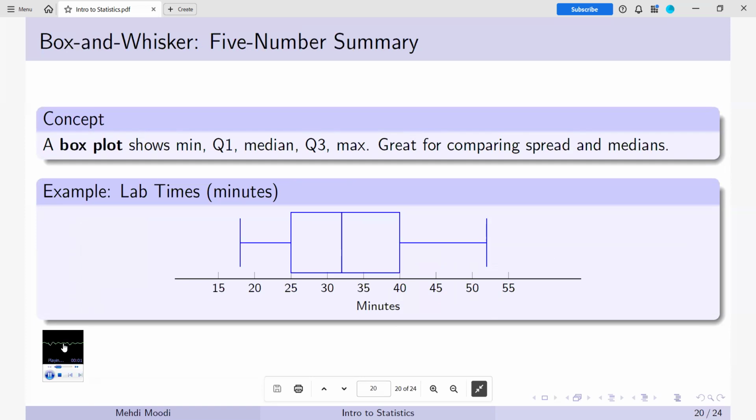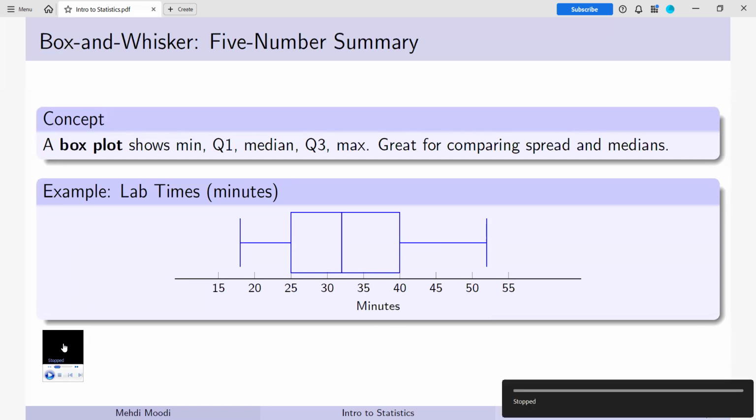Median is 32. The middle 50% are between 25 and 40. Whiskers are at 18 and 52. To compare groups, quickly use side-by-side boxes.